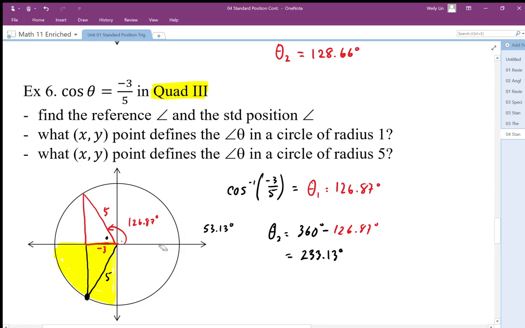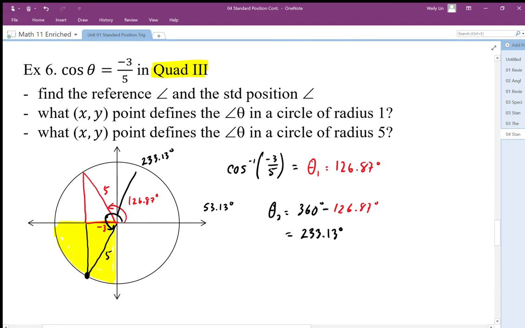I'm just going to get rid of this line here. That is a correct standard position angle. So that angle is in the right position in quadrant 3. And again, the position is the most important thing. We're locating position when we use this angle.